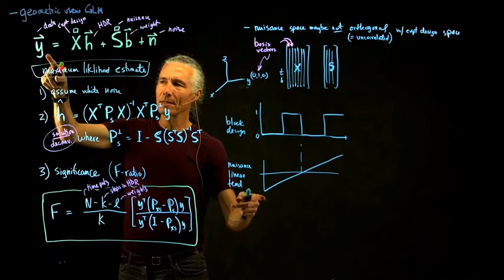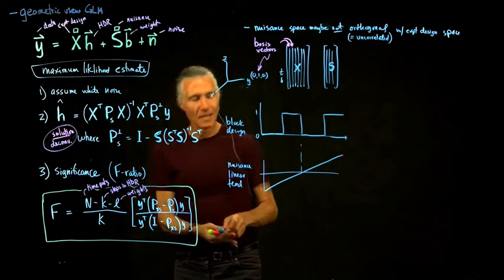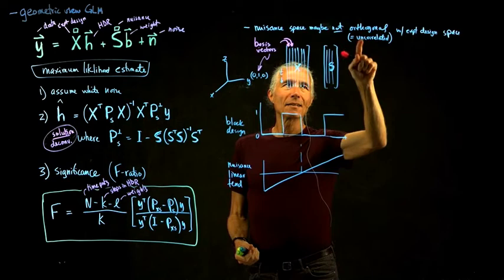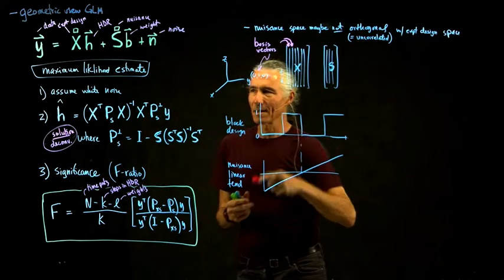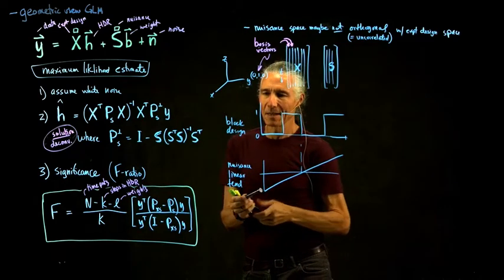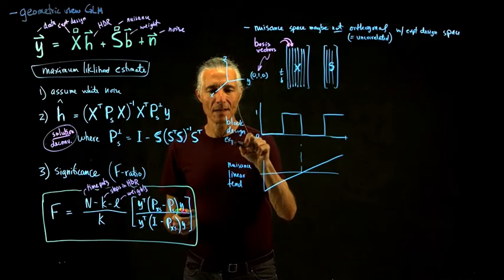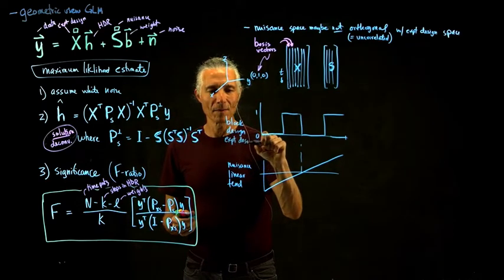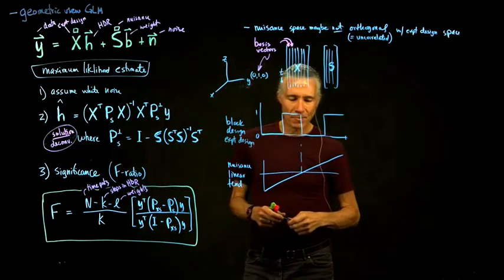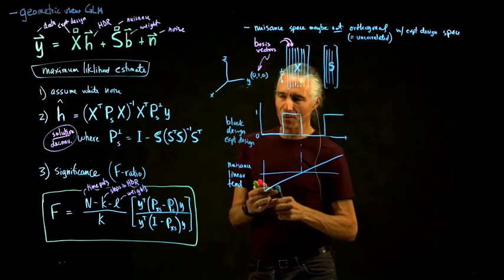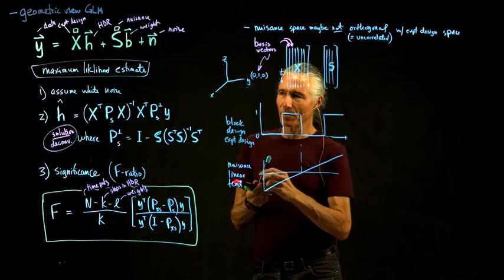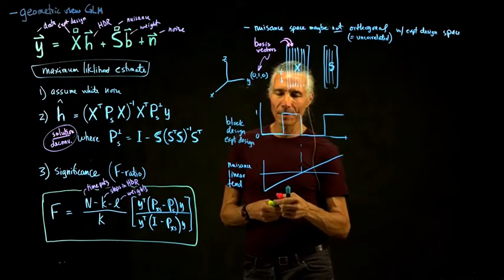But what's the problem? Well, the problem is it's not uncorrelated. It's not orthogonal to this experimental design. And what does orthogonal, or what does uncorrelated, mean? Uncorrelated means the dot product should be 0. If you have two vectors that are perpendicular to each other, the dot product will be 0. If they're parallel to each other, the dot product is big.